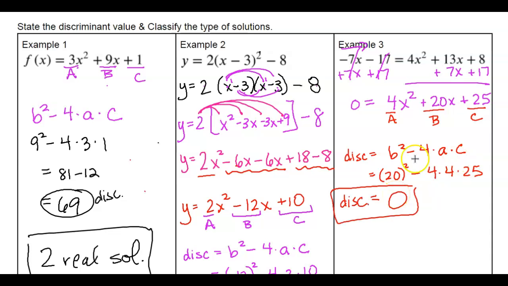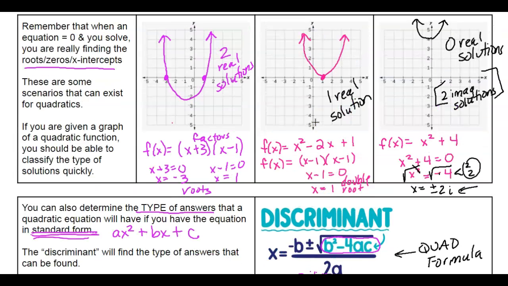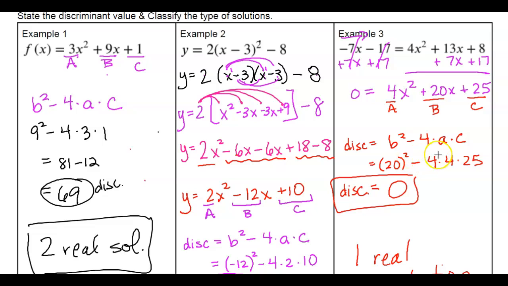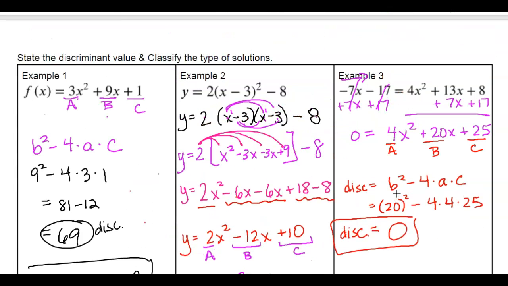So now I need to remember, well, it's not positive. So if it equals 0, that's when we had that multiplicity of 2, the double root. So we get 1 real solution. Okay, so make sure you have the right values for A, B, and C. Make sure you're typing them into your calculator correctly, and then trust your discriminant value. All right, so go ahead and try your practice and let me know if you have any questions.